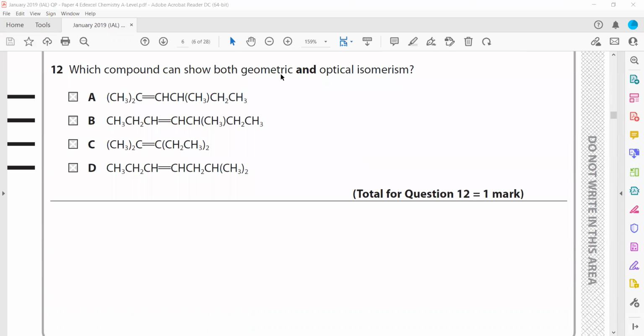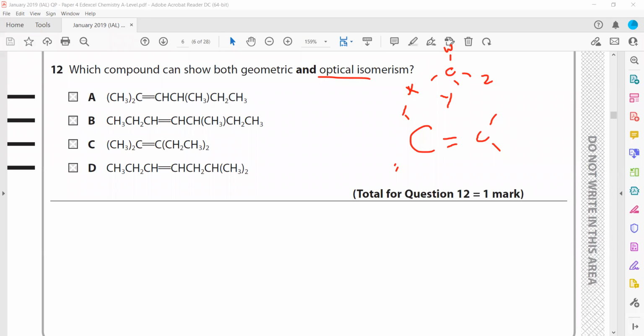Which compound shows both geometrical and optical isomerism? To show a geometrical isomer, there should be 2 different groups attached to carbon. And to be an optical isomer, there should be 4 different types of groups attached to carbon.